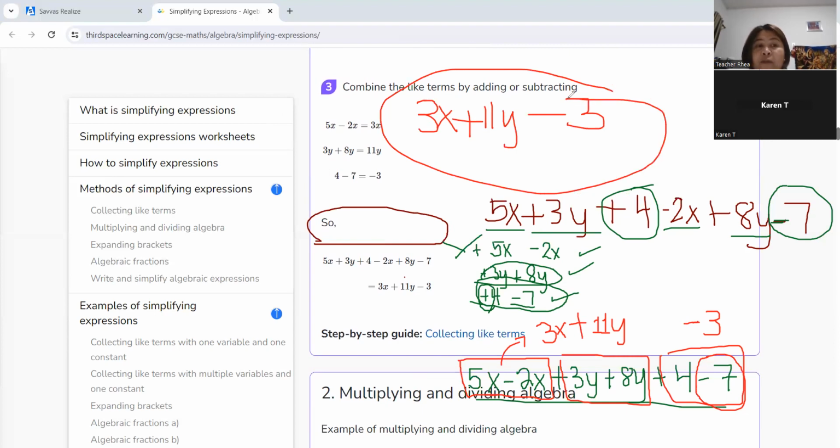Okay, this is the simplest form of the algebraic expression, because each term is unique. It doesn't have any of the same terms or variables. The next is, okay, this is how we collect. This is the first method, collecting like terms in simplifying algebraic expressions.